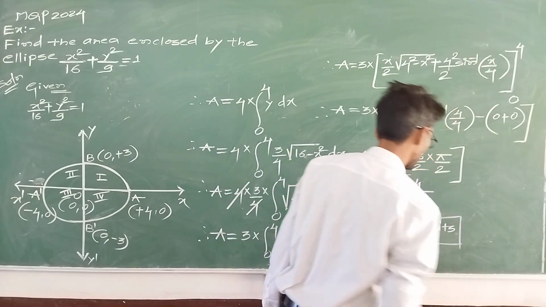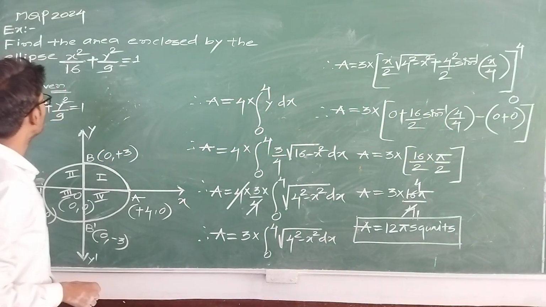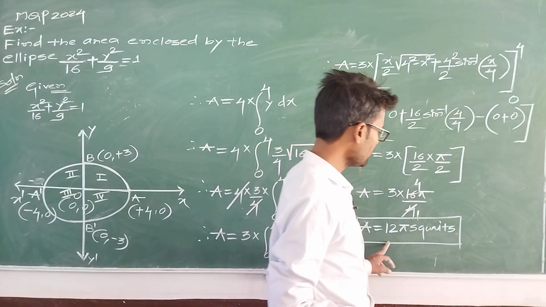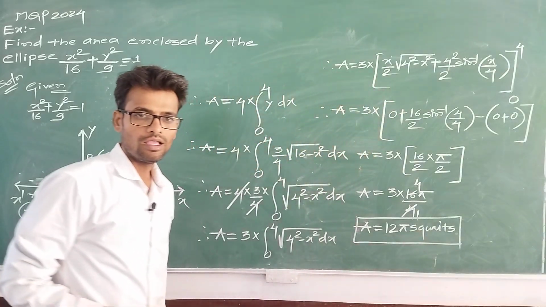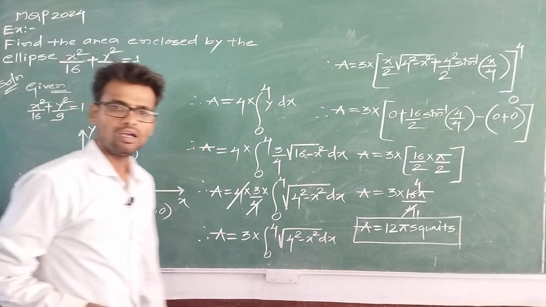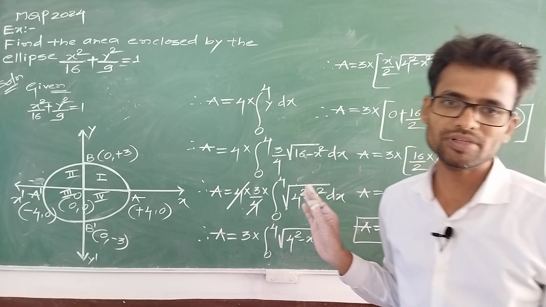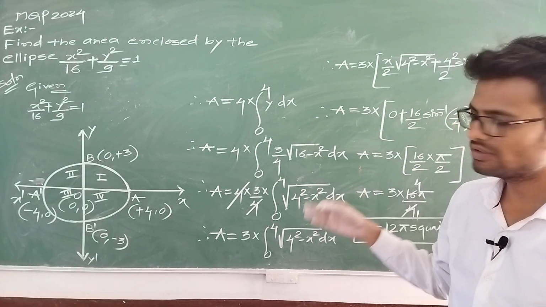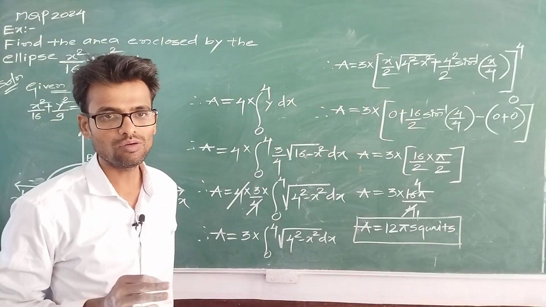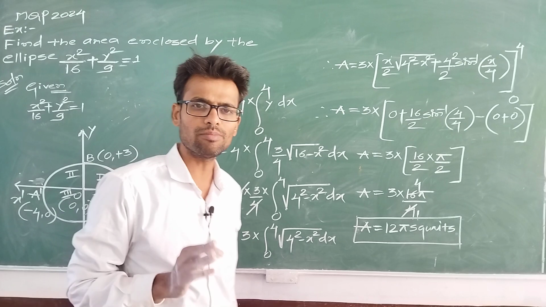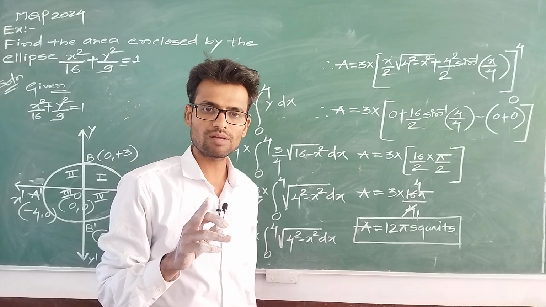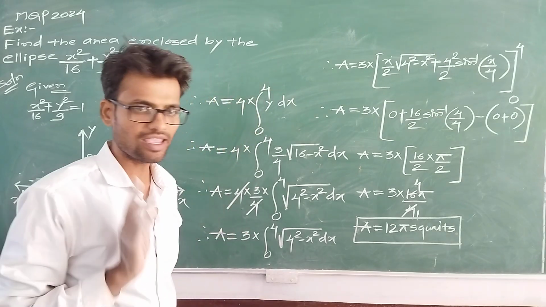Therefore, the area bounded by the ellipse x square by 16 plus y square by 9 equal to 1 is A equal to 12 pi square units. This is very important, you remember. When they ask these examples, follow the same procedure. And if they ask a 1 mark multiple choice question on this, then just remember, when the equation of the ellipse is in the form of x square by a square plus y square by b square equal to 1, at that time the area is pi ab.